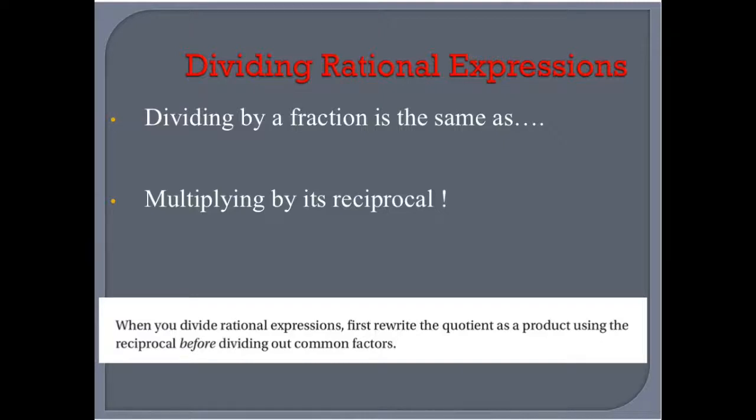Dividing rational expressions. Dividing by a fraction is the same as multiplying by its reciprocal. This doesn't matter what the fraction looks like. If there's variables in it or not, it's still multiplying by its reciprocal. So the first step that you want to do is always to first rewrite the quotient as a product. So instead of dividing by the fraction, you're going to multiply by the reciprocal.